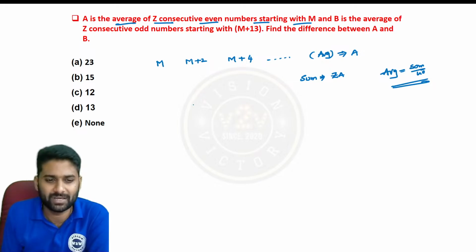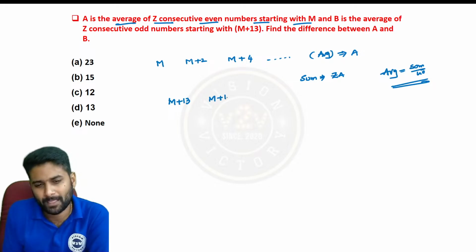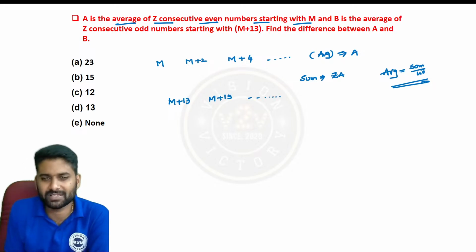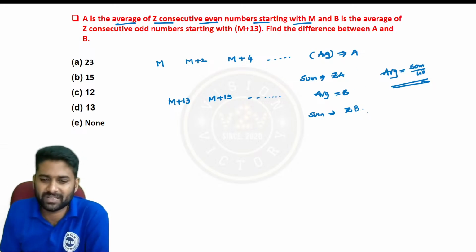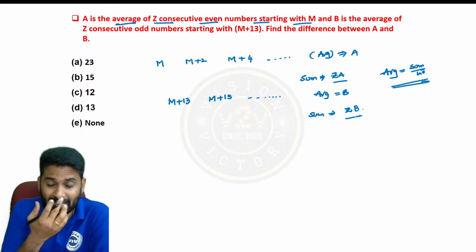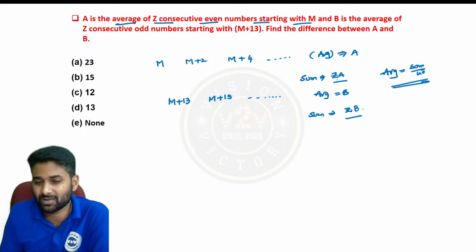Next one. B is the average of Z consecutive odd numbers starting from M plus 13. So if you consider these Z consecutive odd numbers, the average is B. The sum, definitely Z terms are there, guys, is ZB. Now, the question here: what is the difference between A and B, guys? If the sums are ZA and ZB, what is the average difference?